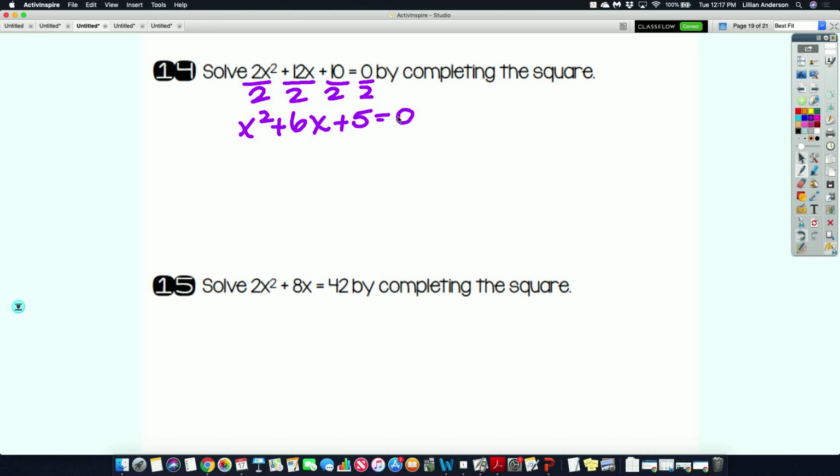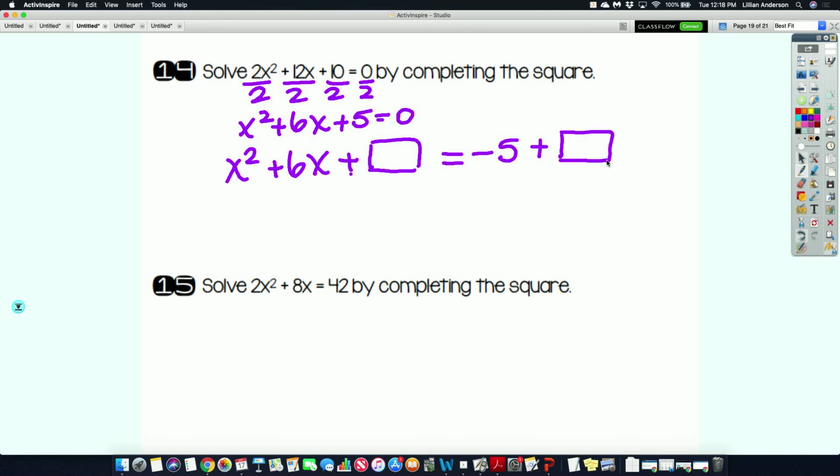Second step says to make sure it's in the form of ax squared plus bx equals c. Is it? So what do I need to do to make it in that form? And I'm going to go ahead and leave a space to complete my square with, because I know my next step is I need to add it to both sides after I do some other stuff.